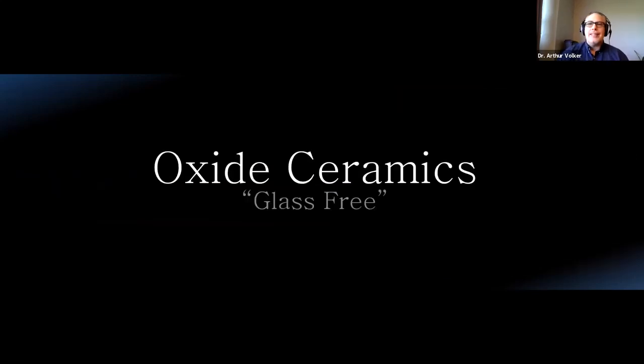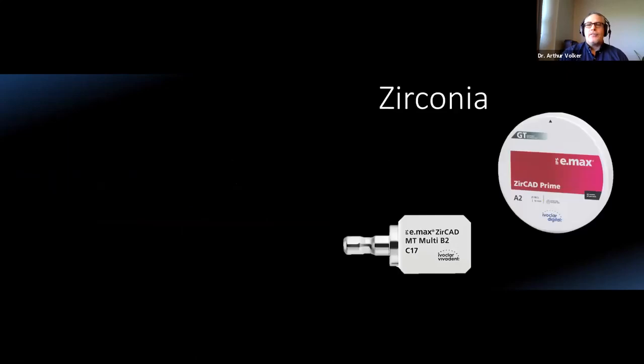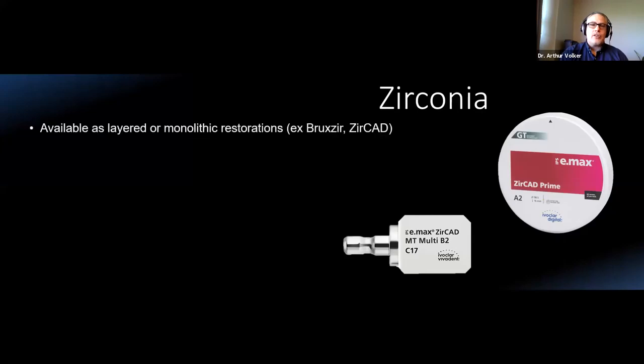And so that brings us to the next category of ceramic materials, and that's namely the oxides. And this is what I think, in terms of really market share, the majority of people are really using out there today. And that's, of course, zirconia restorations. And we know that zirconia is available as layered, meaning you can use feldspathic porcelain on top of it, or as it's more commonly used, in its monolithic form, where the whole restoration is made of one material.